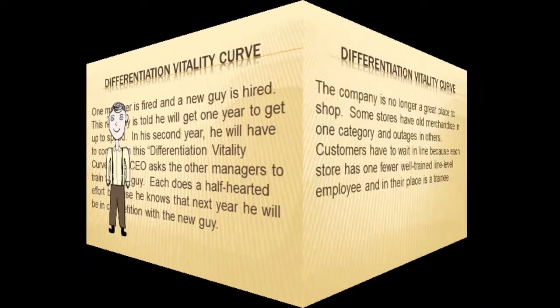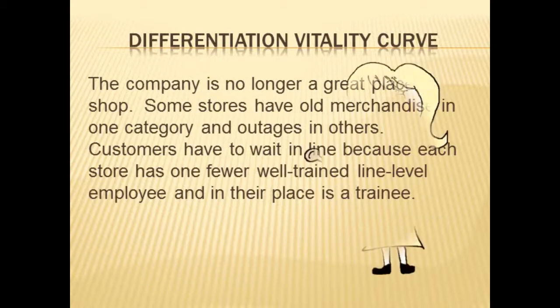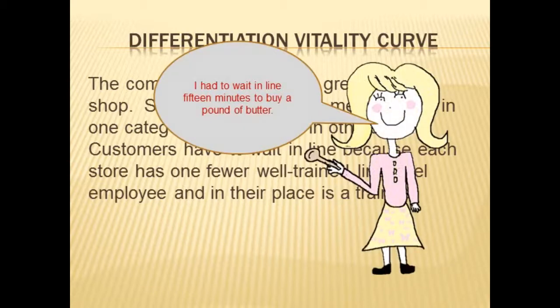The company is no longer a great place to shop. Some stores have old merchandise in one category and outages in others. Customers have to wait in line because each store has one fewer well-trained line-level employee, and in their place is a trainee. Customer service has slipped. This all took place because an arbitrary number of 10% was set.